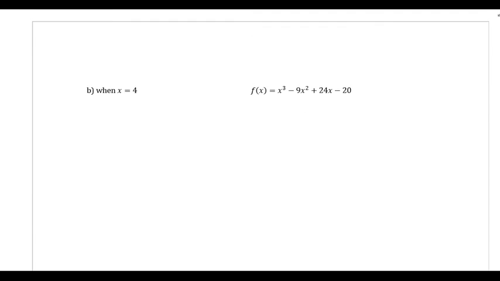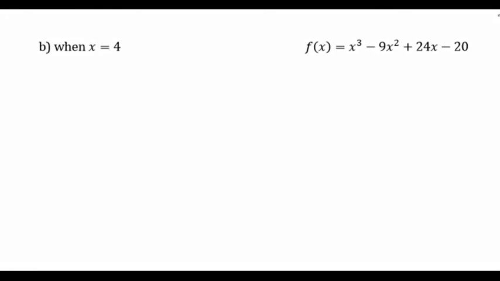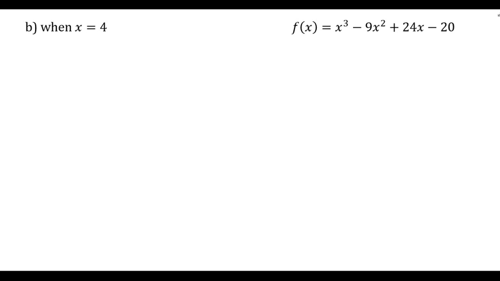Okay, let's try another one. That's the same function as before. But this time when x equals 4, last time notice it gave you the whole point. What was it, 2, 0 or something like that? This time it only gives us the x value, so we have to find the y value. So one extra step: you just got to sub in first to find the y value.